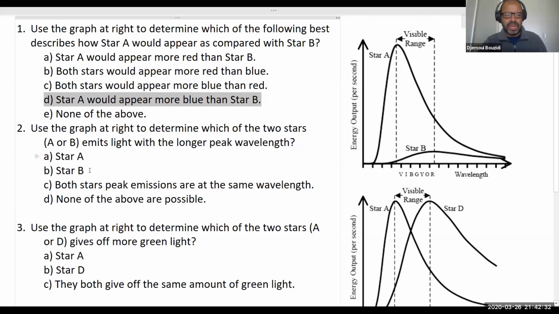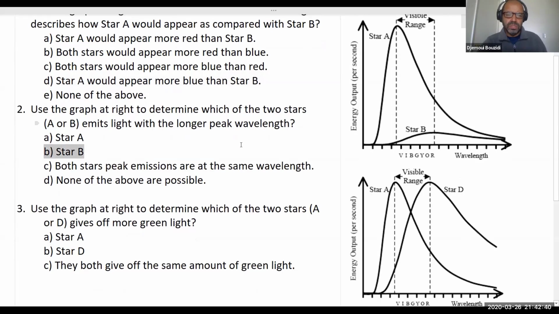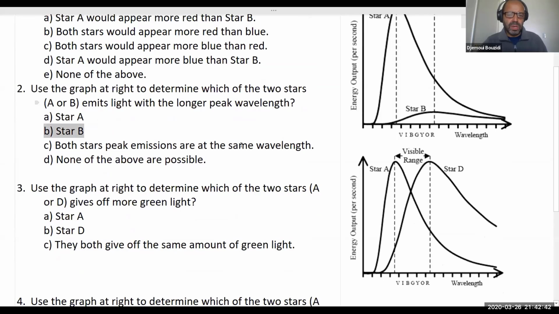It's clear star B is, because the longer wavelengths are to this side, toward the red, and on the other side the shorter wavelengths are to the other side. So that answers that question.